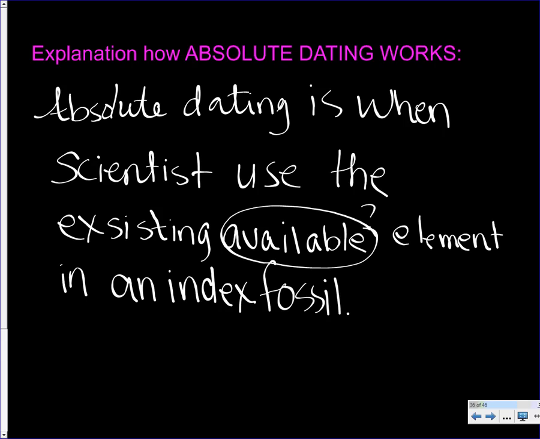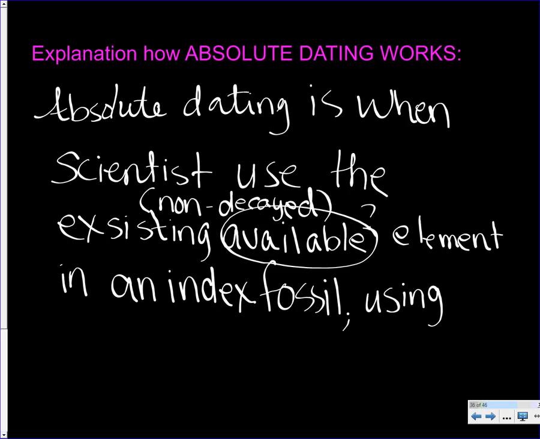Should we put existing available? What should that mean? Why is it available? Because it's not what? Non-decayed. So you can put existing available, but in parentheses put non-decayed element in a fossil, using, what do we use? What are we using to determine the age? How is it measured? Like half-life. Half-life.